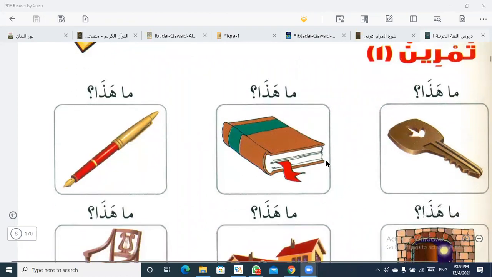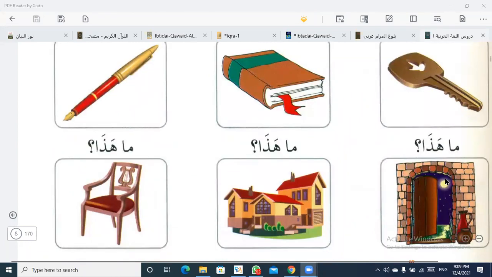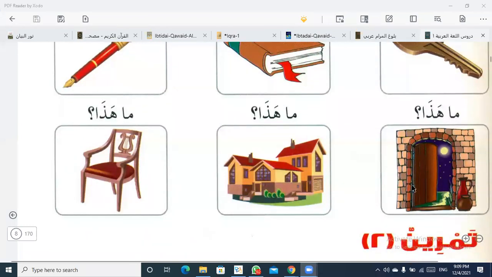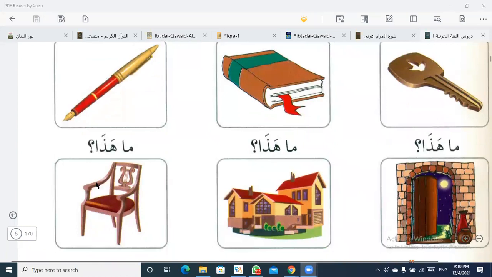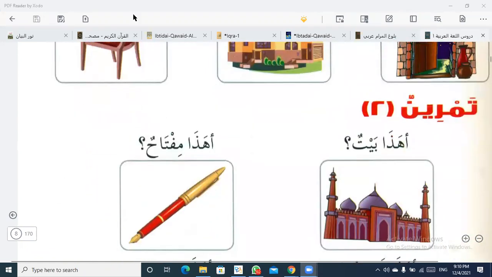Sister Bhaiya, read this. Ma hada. Yes, read this. Ma hada. Hada miftahun. Ma hada. Hada babun. Ma hada. Hada baitun. Good. Ma hada, hada kursi. Ma hada, hada baitun, ma hada, hada kursi. Hada kursi. Okay, next sister.